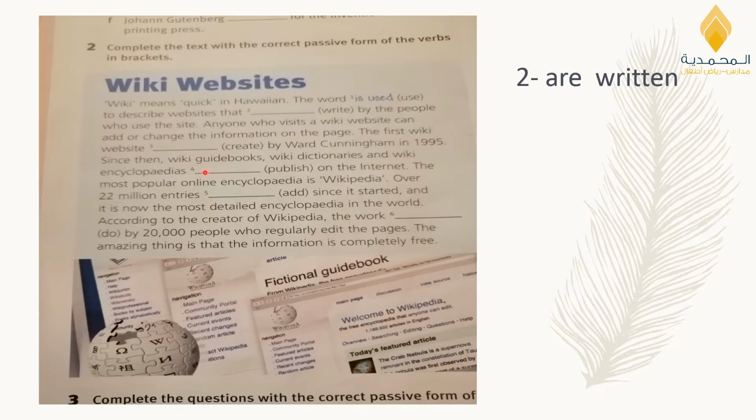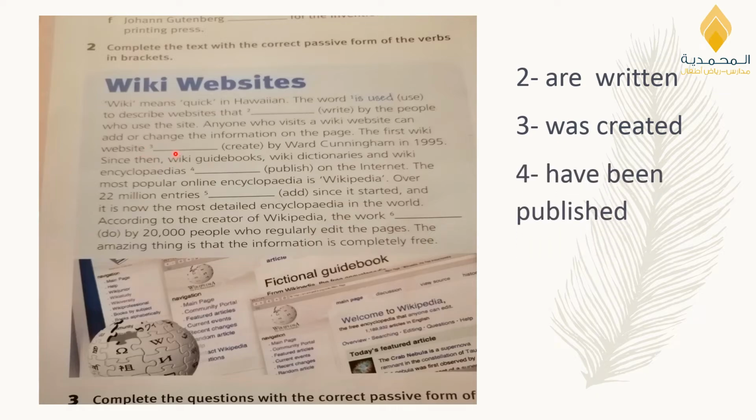The first wiki website was created by Ward Cunningham in 1995, so it has been created and finished. So what's the correct form of the verb? Yes, was created. Since then, wiki guidebooks, wiki dictionaries, and wiki encyclopedias have been published on the internet. We have "since." So what's the correct form for that? Yes, have been published.